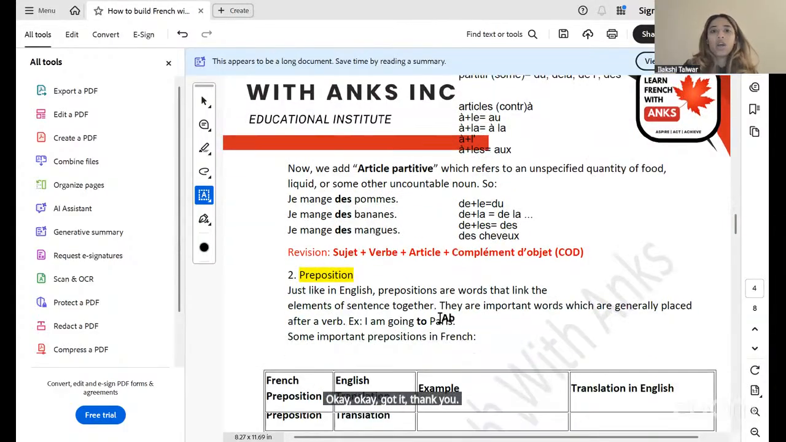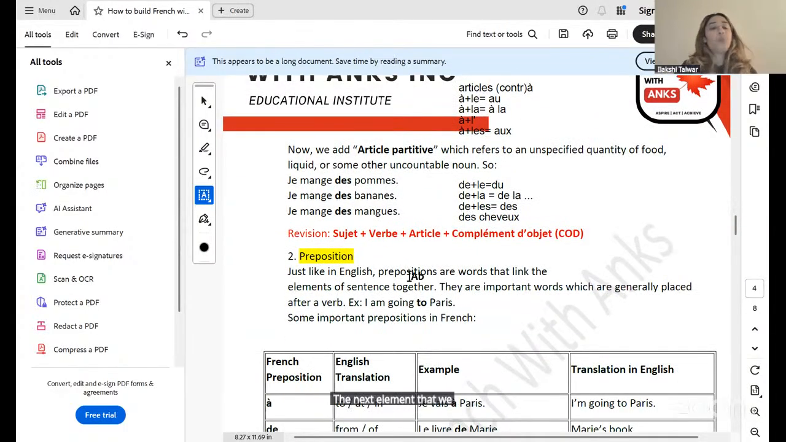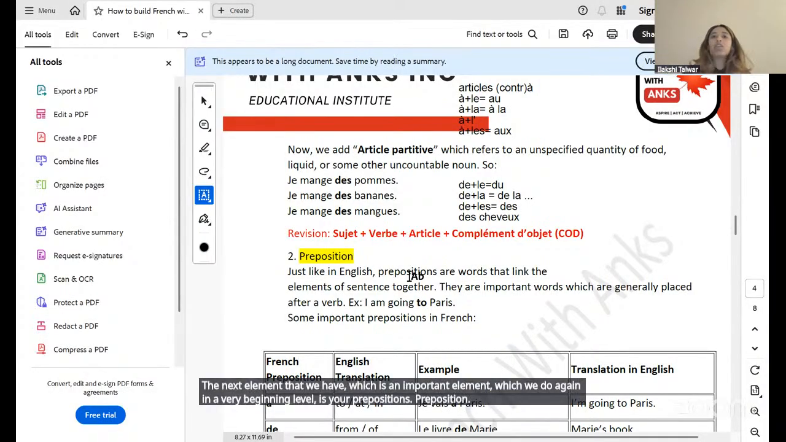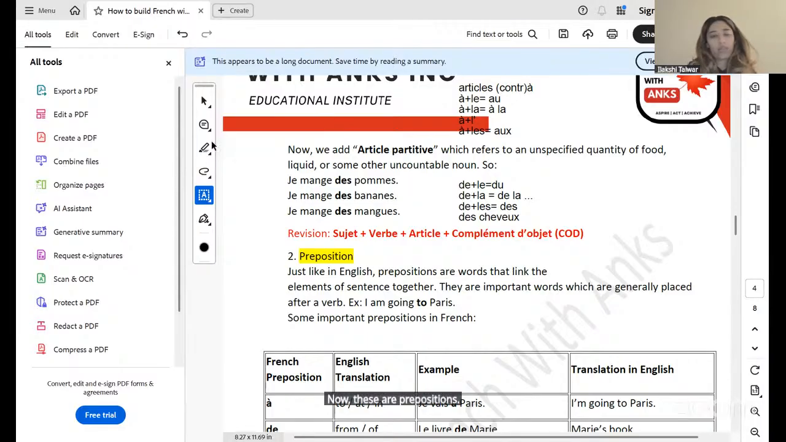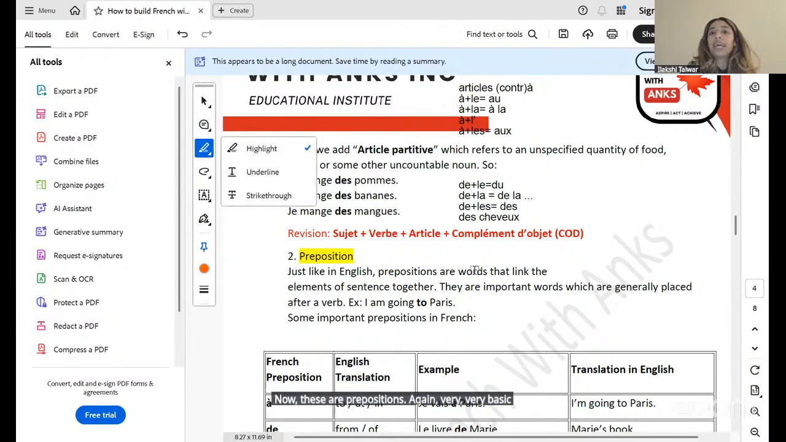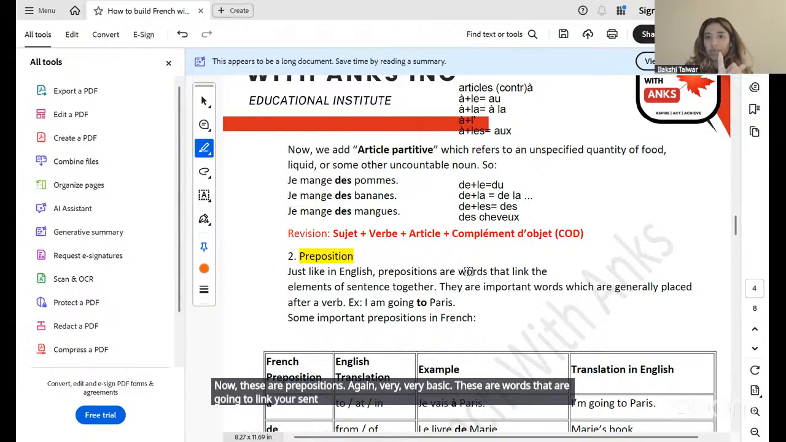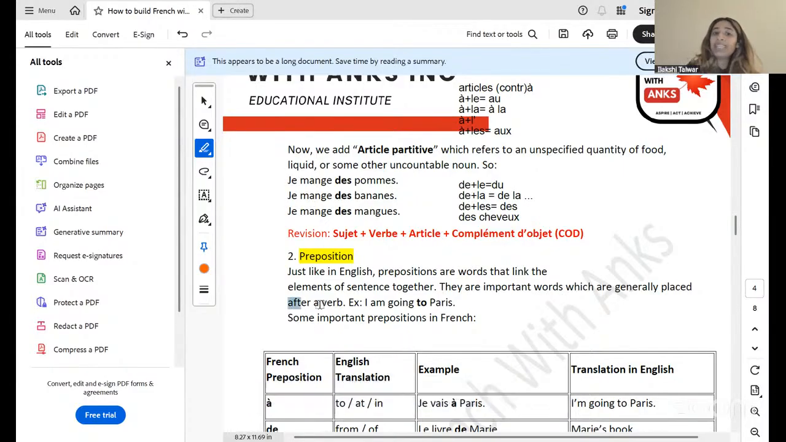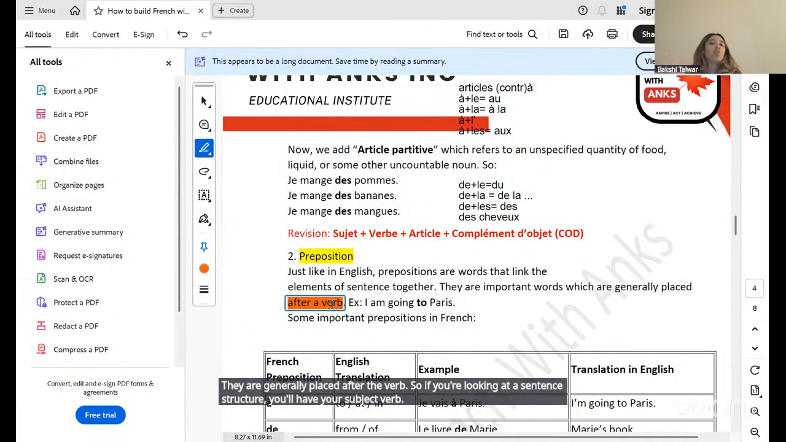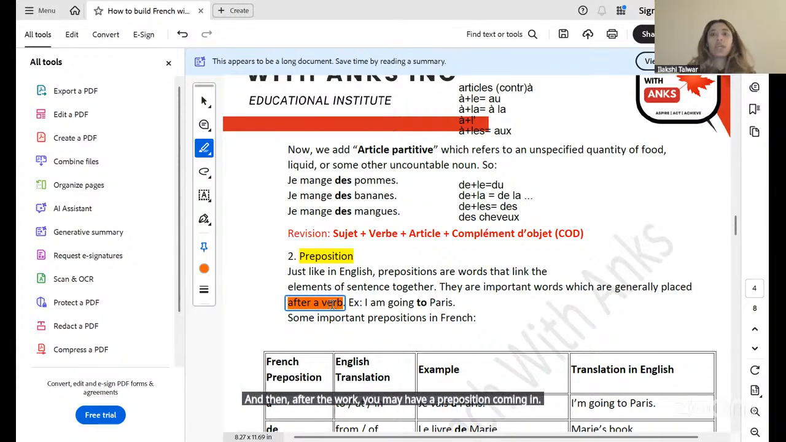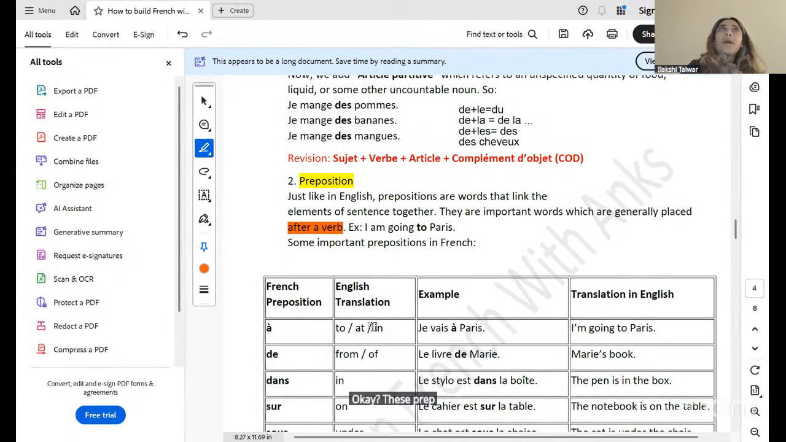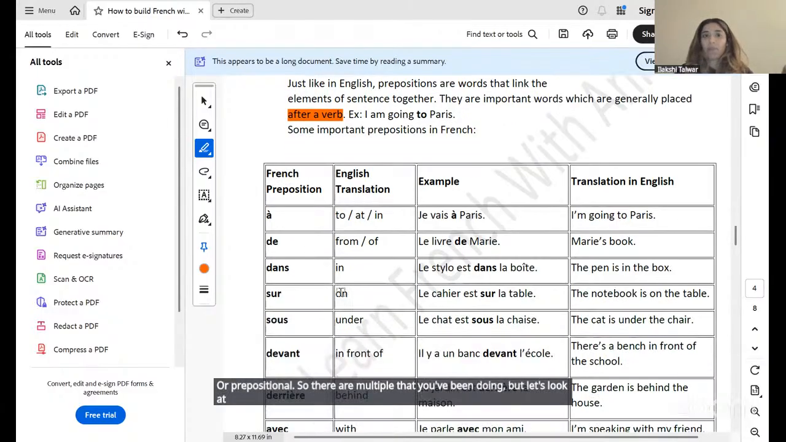Yeah? Okay. The next element that we have, which is an important element, which you do again at a very beginning level, is your prepositions. Now, these are prepositions, again, very, very basic. These are words that are going to link your sentences together. They are generally placed after the verb. So if you're looking at a sentence structure, you'll have your subject, verb, and then after the verb, you may have a preposition coming in. These prepositions are a multitude of types. You've been doing them, preposition of place, preposition of time. So there are multiple that you've been doing, but let's look at some very basic ones today.